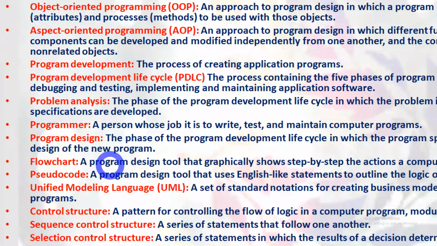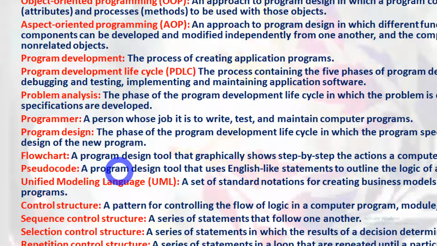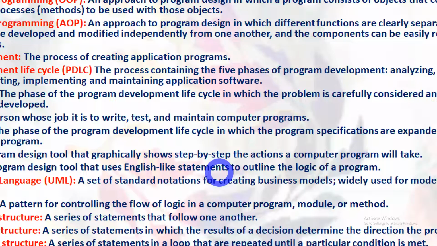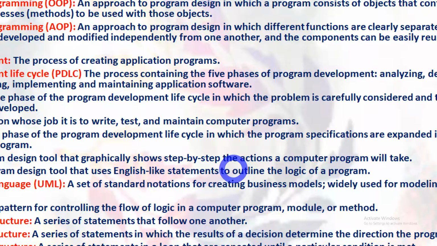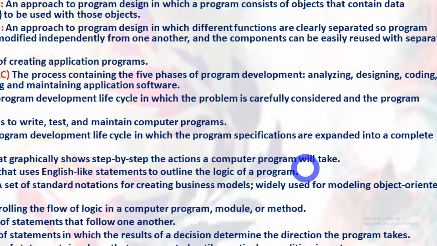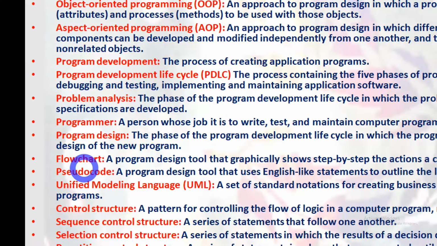Okay. Flowchart: a program design tool in which the execution is represented graphically, diagrammatically or pictorially in the form of the step by step actions a computer program will take. What are the step by step actions a computer program will take, that is represented diagrammatically or graphically or as a pictorial representation, is called a flowchart.